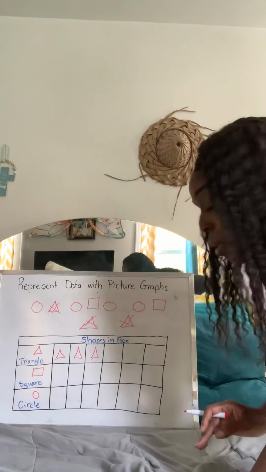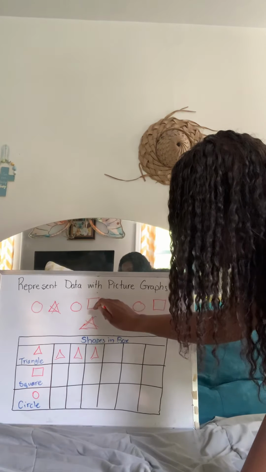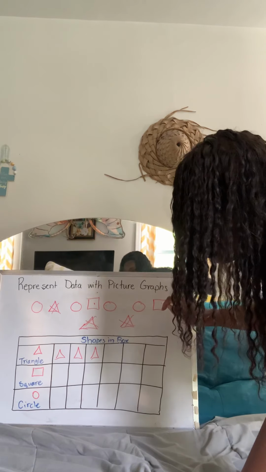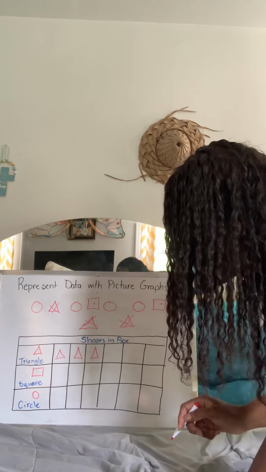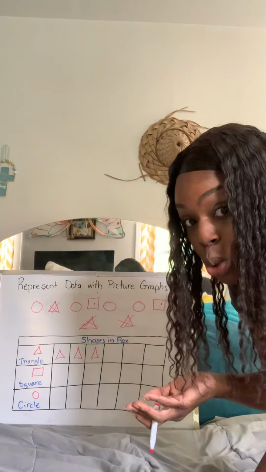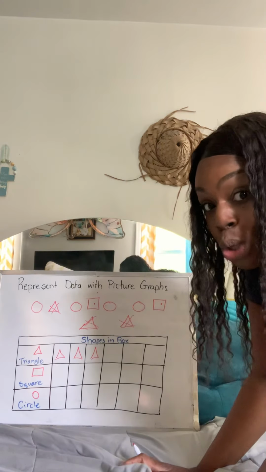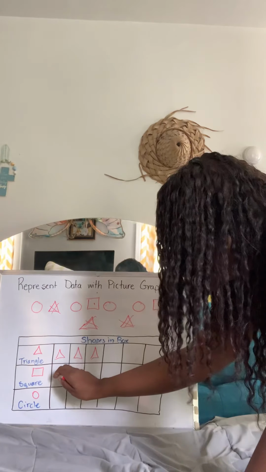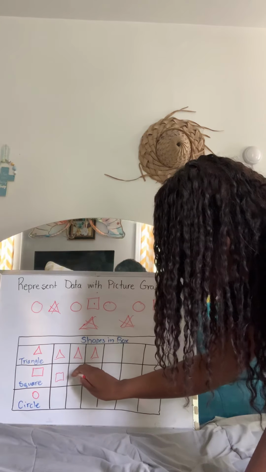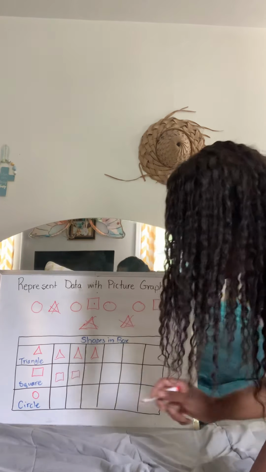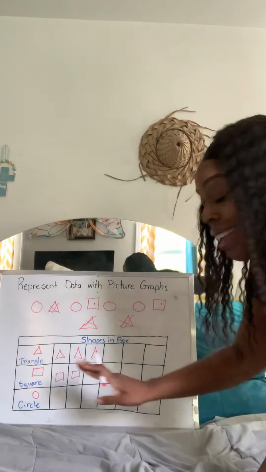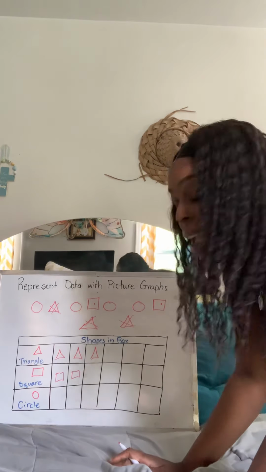The next row says how many squares. So I'm going to count them now. I see 1, 2. That's it, 2 squares. So in this row, I'm going to draw 2 squares. 1, 2. The last row says how many circles.